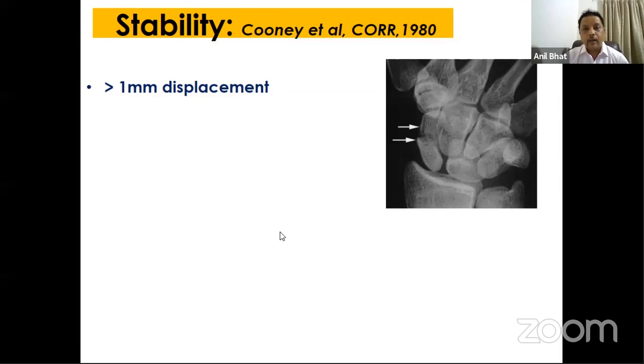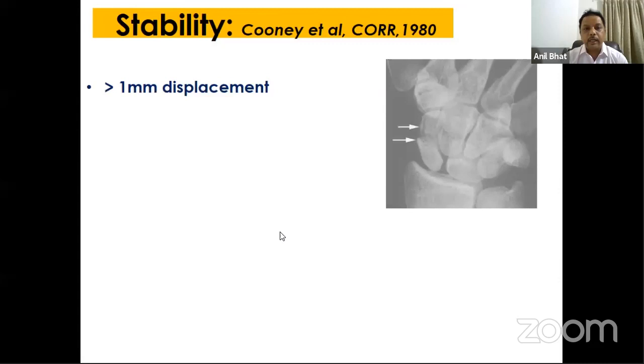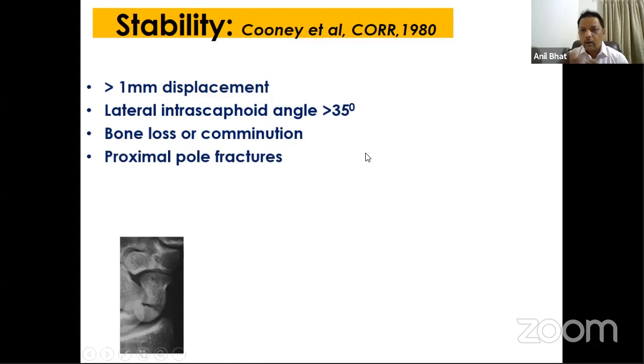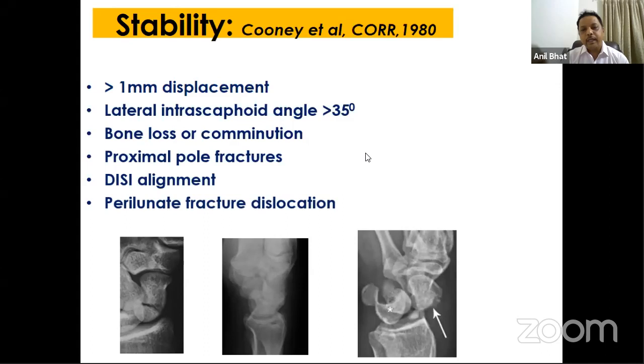And what is stability? More than 1 millimeter displacement. In a distal radius, we are talking of 2 millimeters. Here, it's just a millimeter displacement. If the scaphoid fracture is displaced, and you draw the intra-scaphoid angle, if it's more than 35 degrees, if there's bone loss or comminution, all proximal poles are unstable, a DISI kind of deformity, and of course, perilunate fracture dislocations.